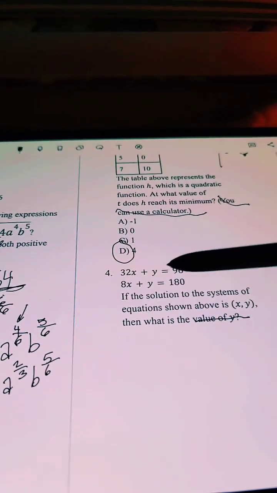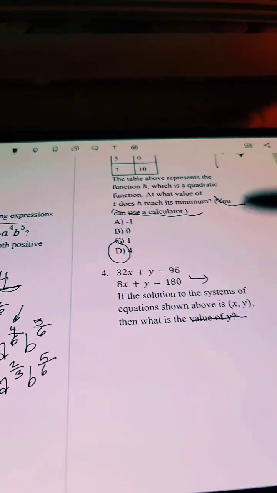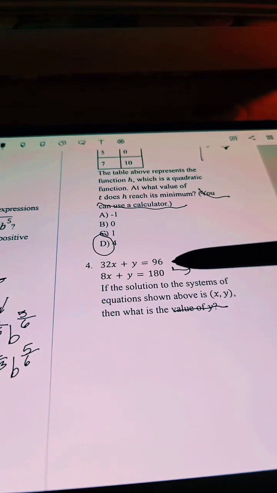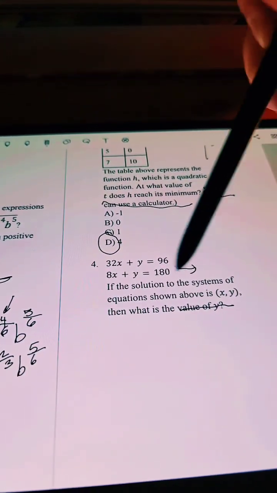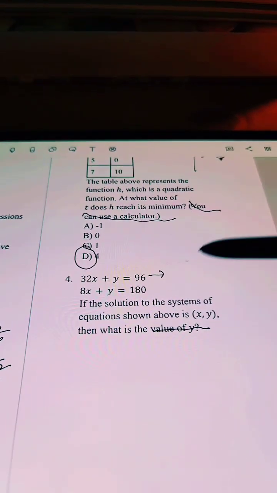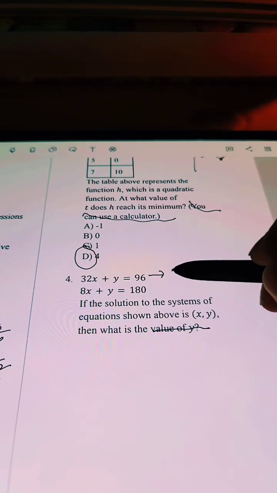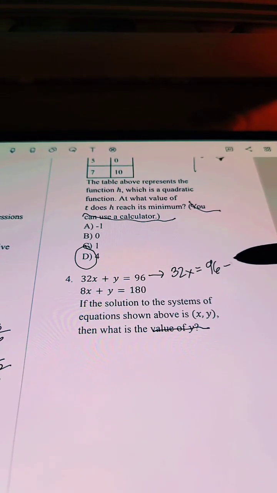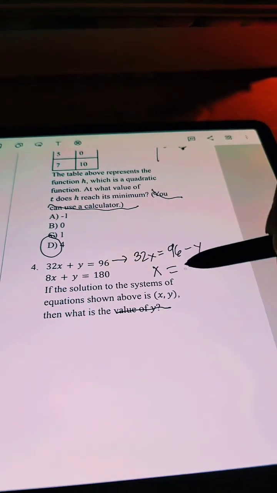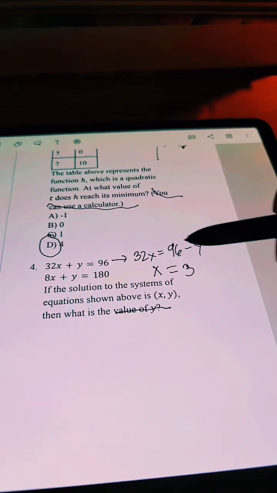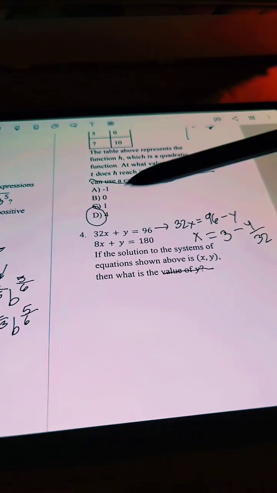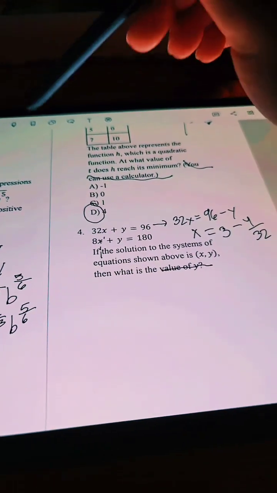So I'm going to try to be more efficient by getting x completely by itself and then substituting in. Actually, it would probably be easier to do the top one, because they're lower numbers. I'm going to get x by itself by subtracting y on each side. So then I have 32x is equal to 96 minus y. Now I'm going to divide by 32 on each side, and that's going to be 3, because 96 divided by 32 is 3, minus y over 32. And then you can just plug that in for x to do the substitution method.